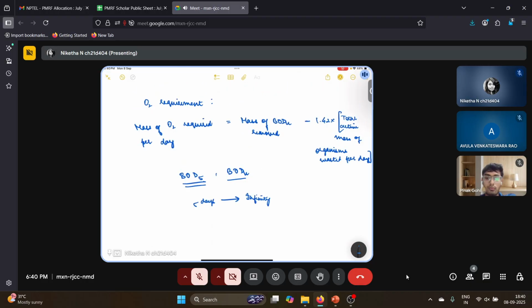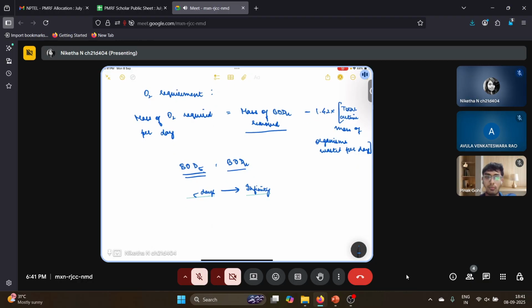So the amount of oxygen required per day is your oxygen demand for ultimate BOD, or the ultimate oxygen demand, minus 1.42 times the total active mass of organisms wasted per day. Now, why are we subtracting these two terms? It's because of the oxygen being supplied, some of it will go for oxidizing the waste or organics by the bacteria for their growth and respiration. But some of that oxygen will also get used up for oxidizing or consumption of the dead cells.